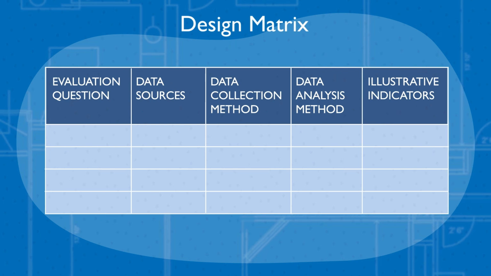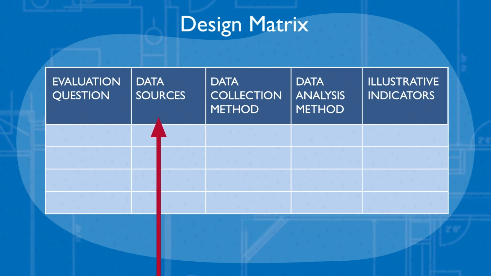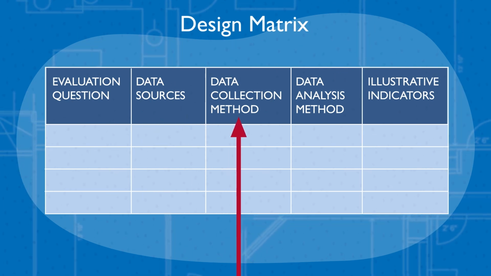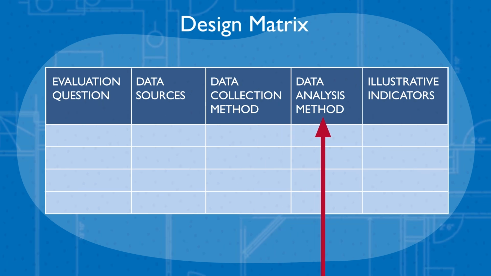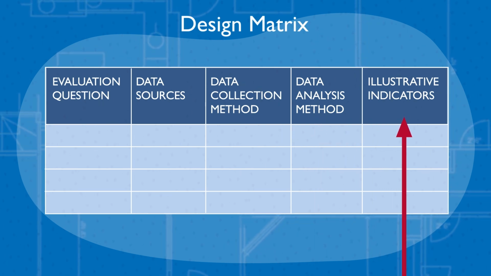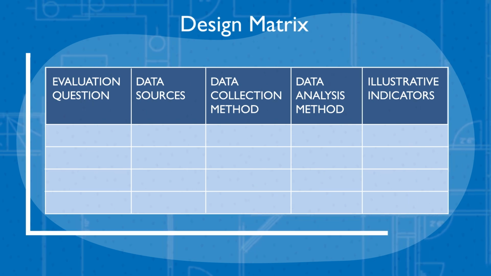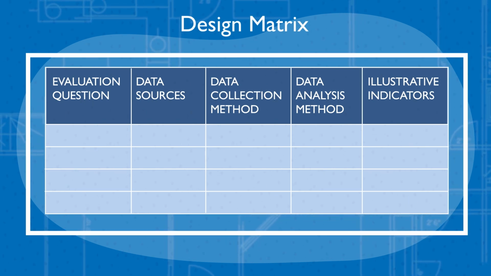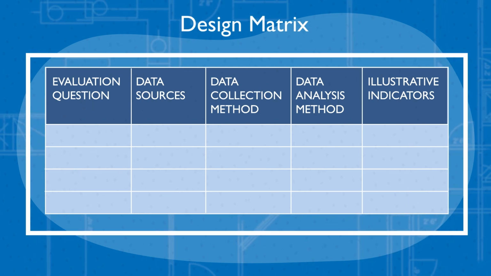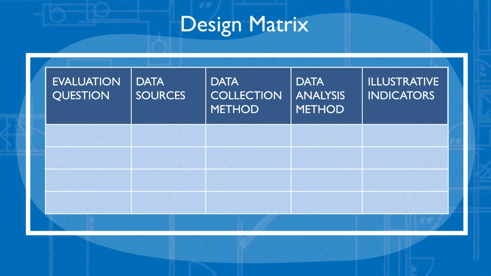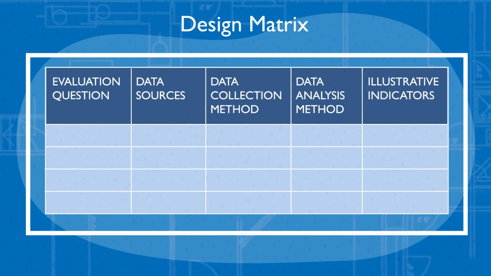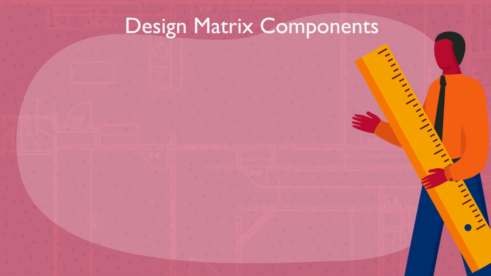A design matrix is a way to show what data sources, data collection methods, data analysis methods, and indicators you will use to answer each evaluation question and sub-question. You will return to this matrix frequently throughout the design process and during the evaluation as you adapt and update your methodologies. Let's go through each component together.